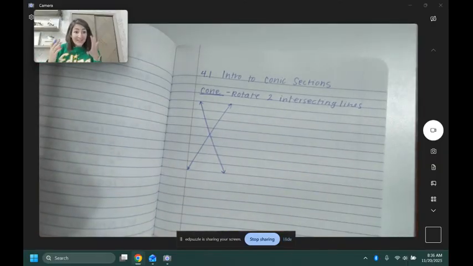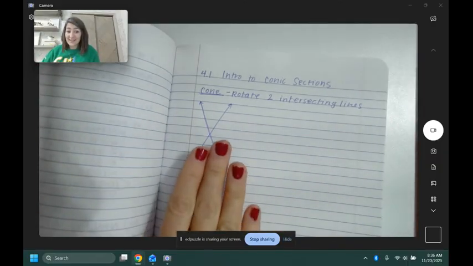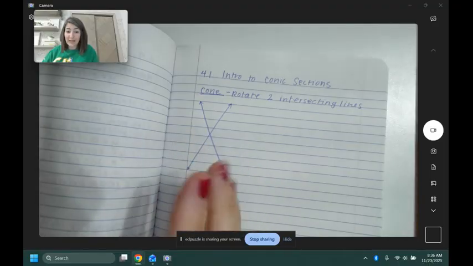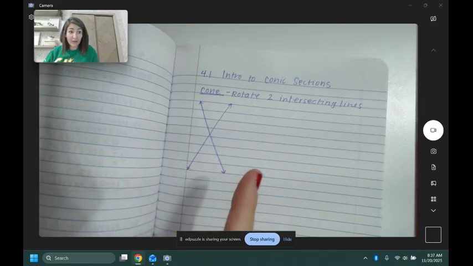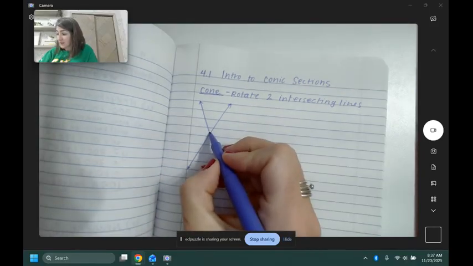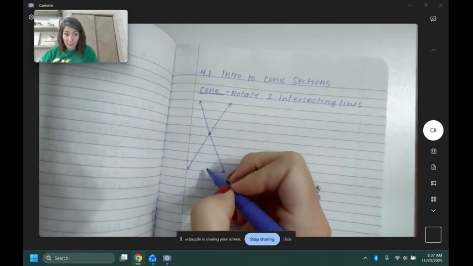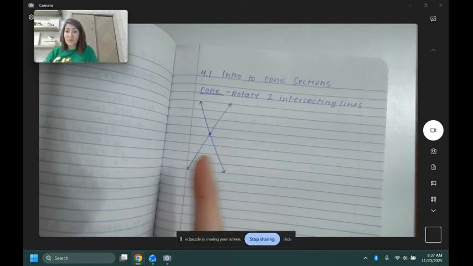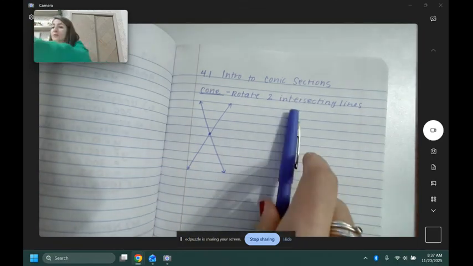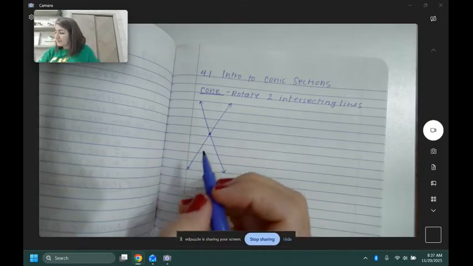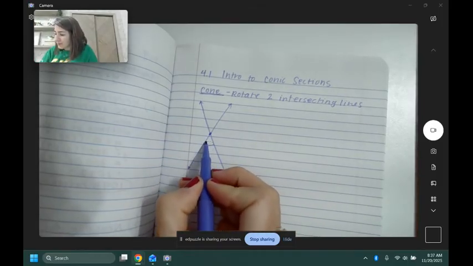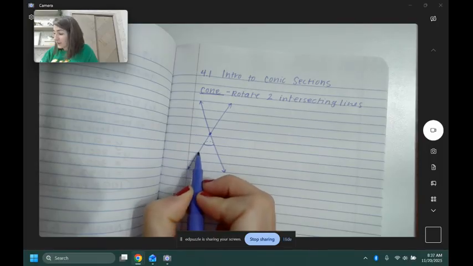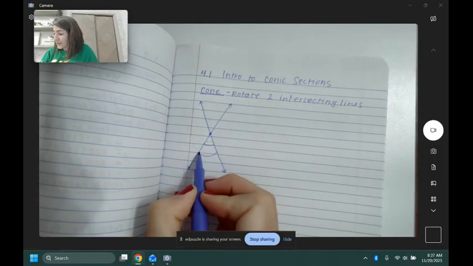And so I want you to visualize if I were to take these two lines and rotate them around a vertical line, where this is the vertical line through that intersecting point. If I were to rotate these two lines around and around and around, it would create a bunch of circles through here. It would make this type of a cone.